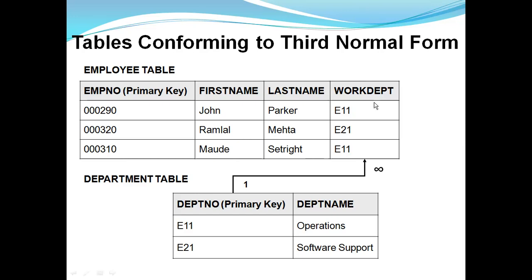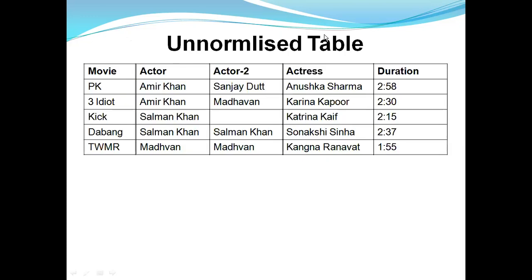Now, let's move ahead. Do something practical. Let's assume this is an unnormalized table. We have to normalize it. How do we normalize? Each normal form is a higher version of the previous normal form. So first, we have to look for the first normal form.